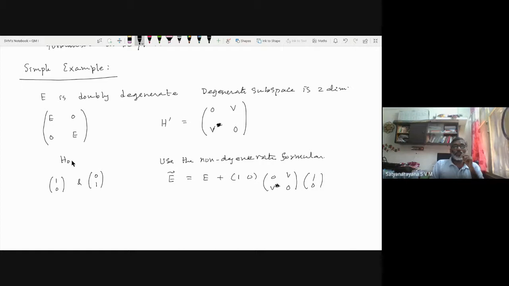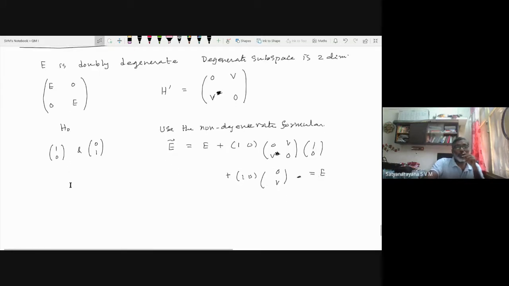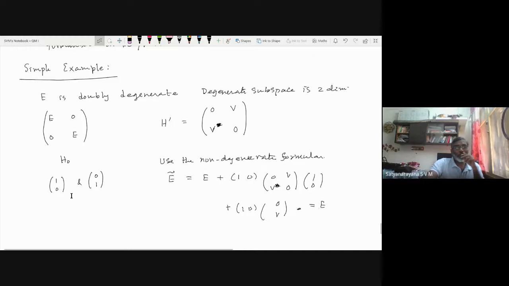So what will this give you? This is nothing but 1 0 into 0 V. So that is equal to 0. So that means this is equal to E only. So there is no change in the energy. Same thing you could have done with 0, 1, you will get the same thing. That means the energy is not changing, if I forcefully use the same non-degenerate formula.